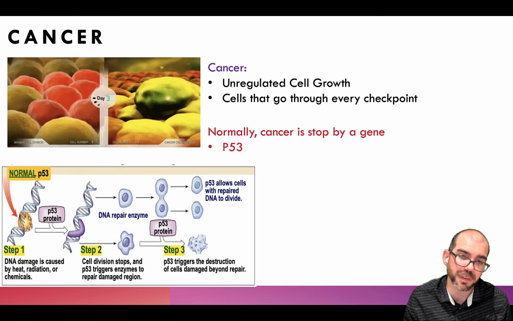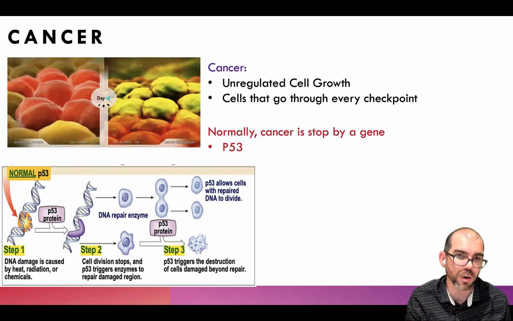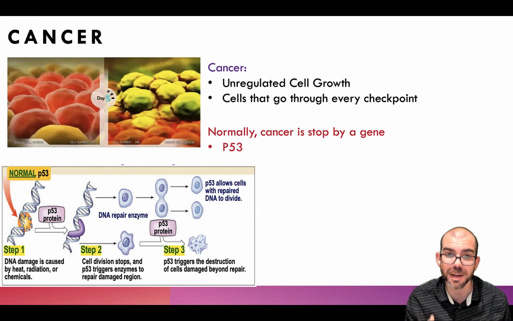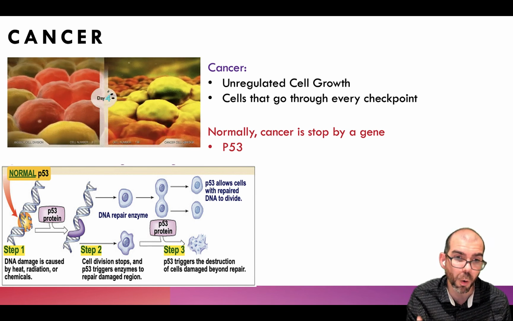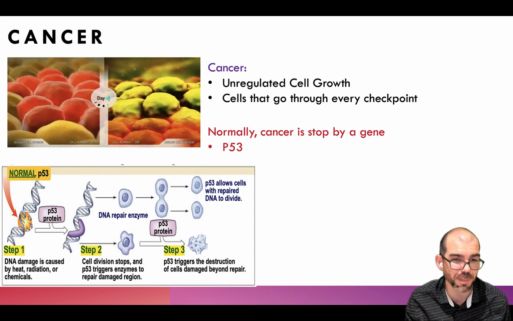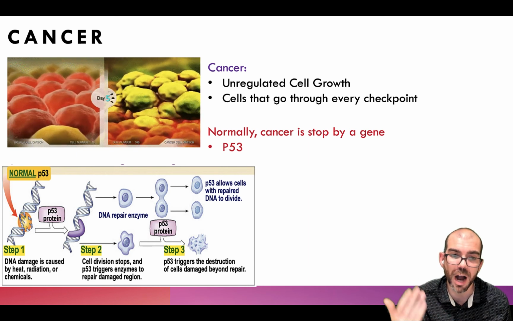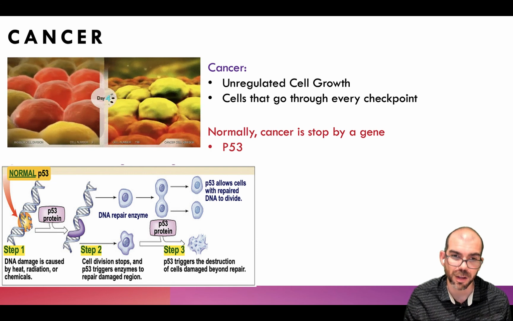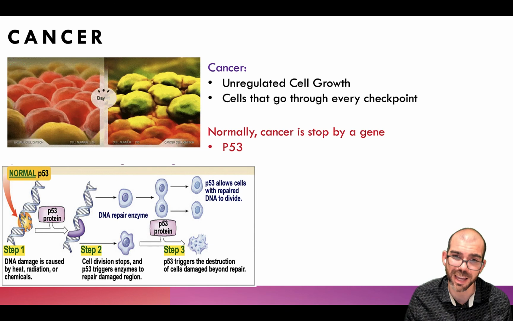The way P53 normally works is if it detects any damage or errors in your DNA, it will do one of two things. It'll either send an enzyme to repair that damage so that you then can go forward and reproduce accurately, or if the cell is too damaged and it's beyond repair, P53 will trigger apoptosis, causing the cell to die. Why? Well, it's better for this defunct cell to die than to potentially turn into a cancer.